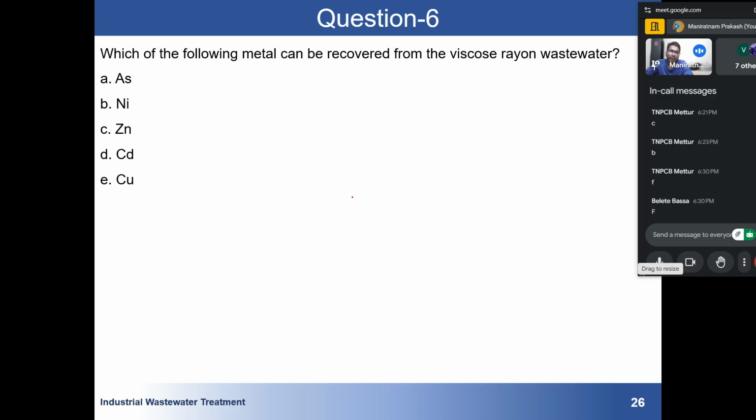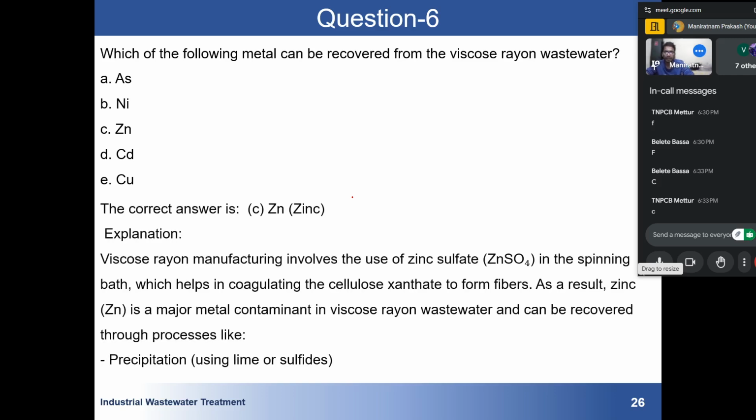Which of the following metals can be recovered from viscose rayon wastewater? C, zinc. Yes, the correct answer is C.